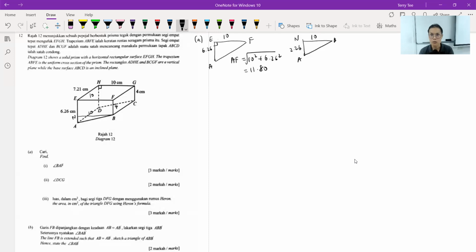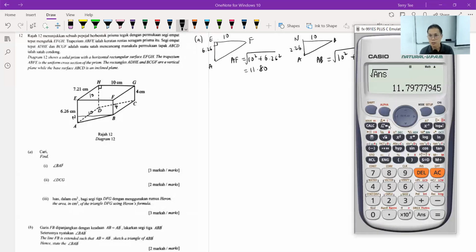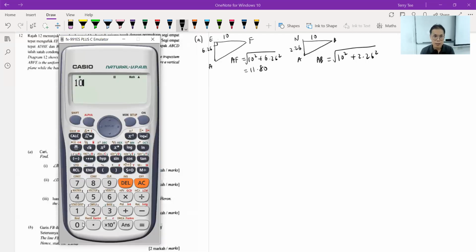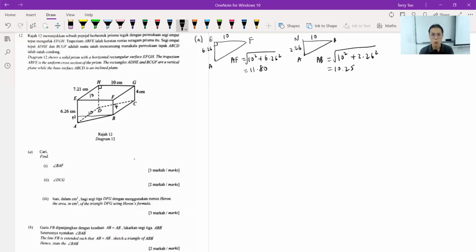My AB, I have to use Pythagoras again. 10 square plus 2.26 square, put the square root over. Okay, so let's count. 10 square is 100 plus 2.26 square, put the square root over. This answer should be 10.25. Yeah, 10.25. Okay, once you got these two, we can now find angle BAF.